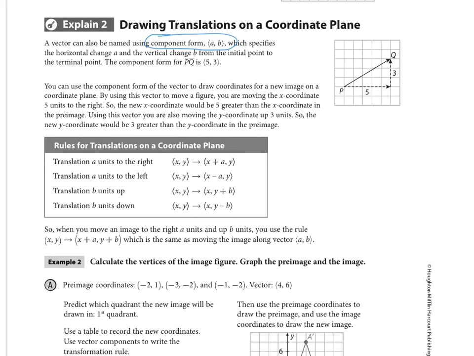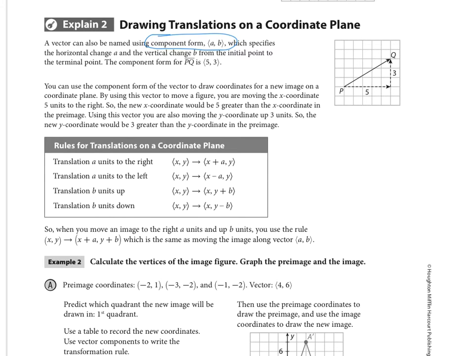Again, if A is being added to X, this is going to be an indication that we're moving to the right on the vector. If A is being subtracted from X, we're going to the left. If we take a value B and we add it to Y in our translation, then that means we're going up B units. And then if we have a minus sign there, we're going down B units. So it corresponds to the directions on the coordinate plane pretty easily.